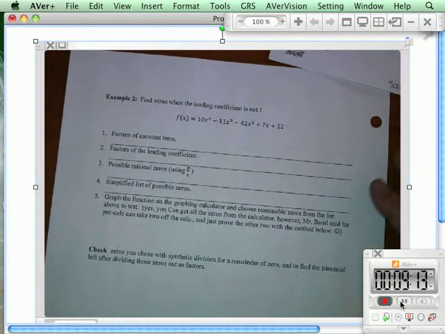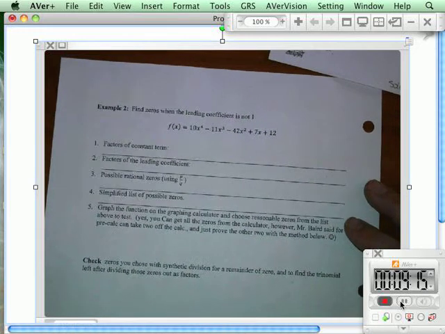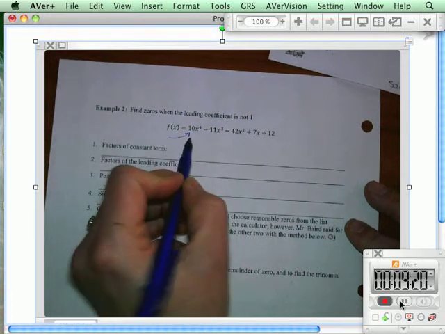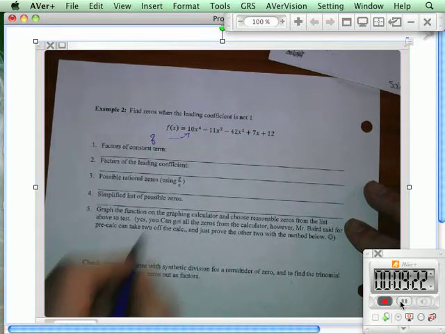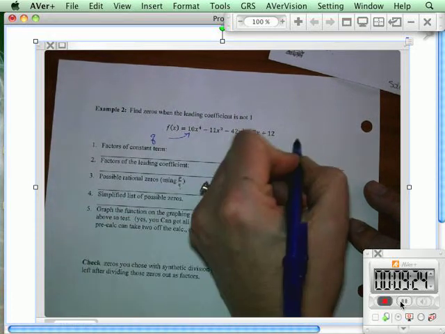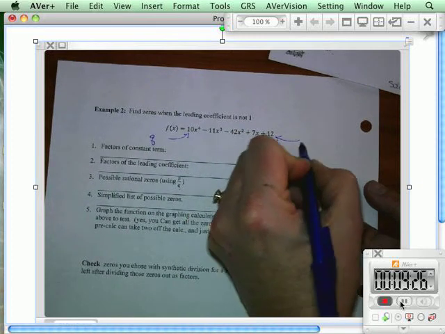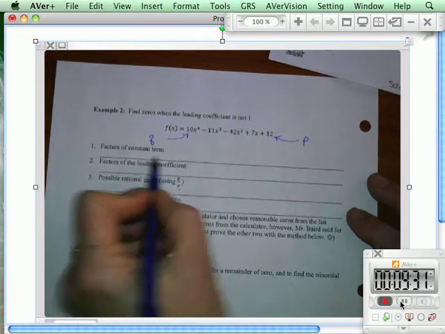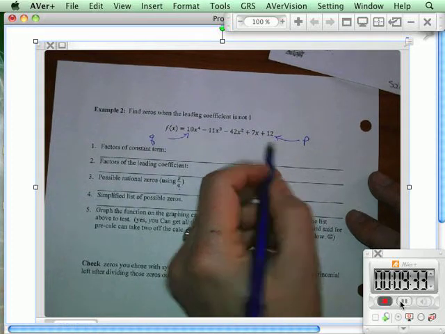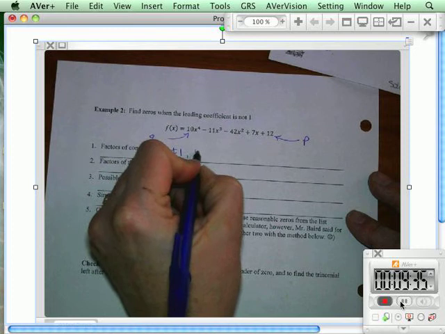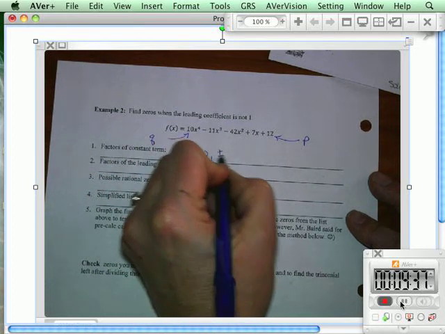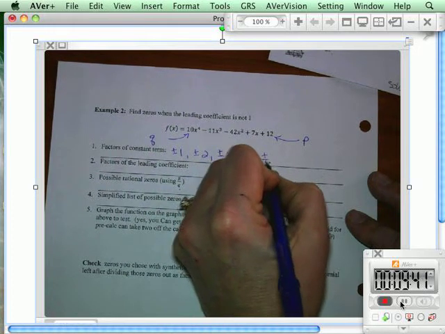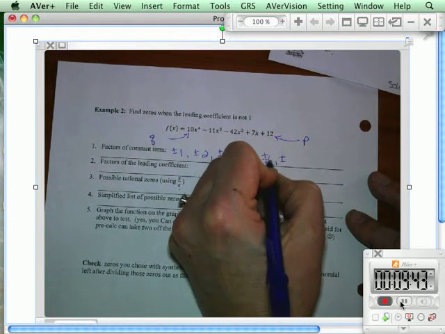So first of all, you have to remember that all the factors of 10 are going to be your q, which is going to be in the denominator when we get to this point. And all the factors of 12 are going to be your p. So let's look at the factors of the constant term 12 first. We have plus or minus 1, plus or minus 2, plus or minus 3, plus or minus 4, plus or minus 6, and plus or minus 12.